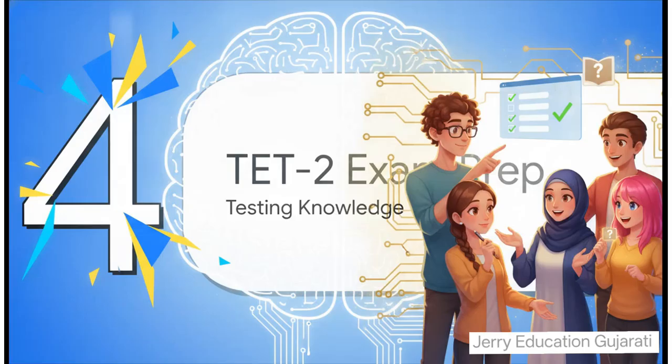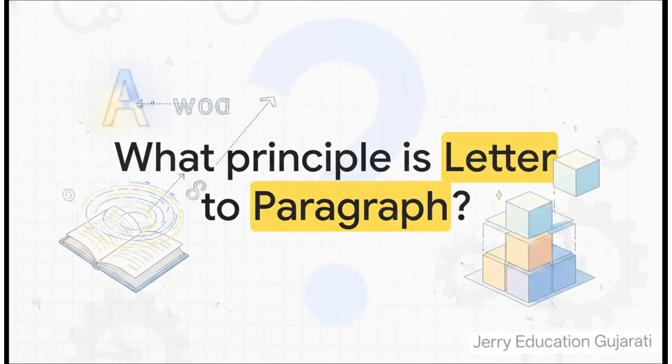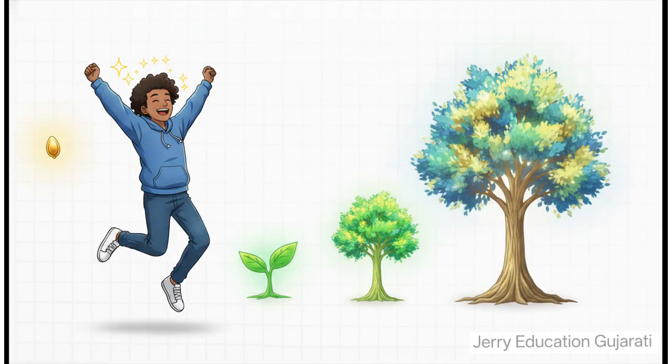Okay, Section 4, TET 2 exam preparation. Let's test your knowledge. All right, it is time to apply what we've been talking about to some actual TET 2 exam questions. Listen to this first multiple-choice question. Letter to word to sentence to paragraph is an example of which principle? Is it known to unknown, concrete to abstract, simple to complex, or repetition? Think back to that scaffolding idea we discussed earlier. You start small and you gradually build up. Got your guess? And the answer is C, simple to complex.